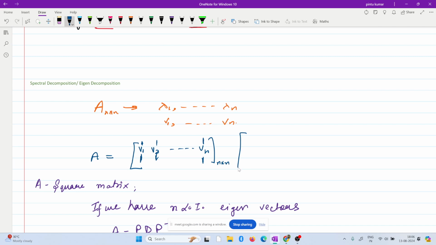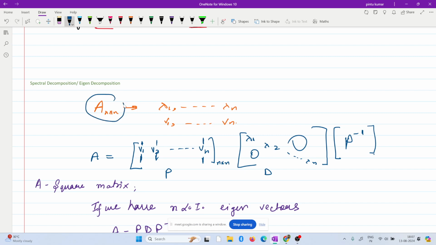Okay, and you will have a diagonal matrix, we call the first matrix generally P. Then we have a diagonal matrix whose diagonal entries are your corresponding eigenvalues. The rest everything is 0. And then the last matrix is just your P inverse. So for some special class of square matrix, you can do something like this. And this factorization, writing A as a product of three matrices, is known as eigen decomposition of a matrix.